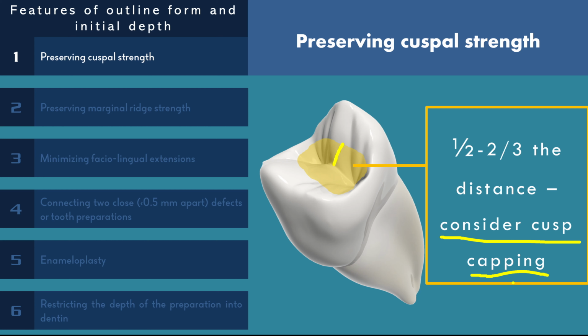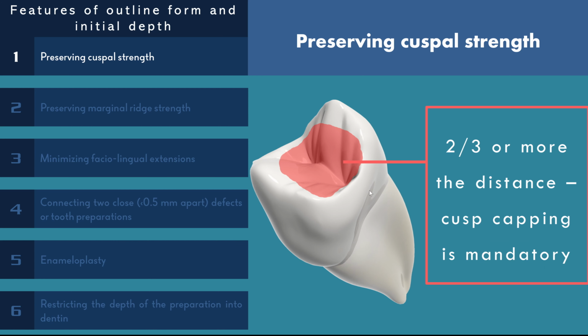And in the third example, we can see that there is a caries which is extending more than 2/3 the distance from the central fissure or the central groove to the cusp tip. In this situation, the cusp is definitely weak and cusp capping is mandatory.